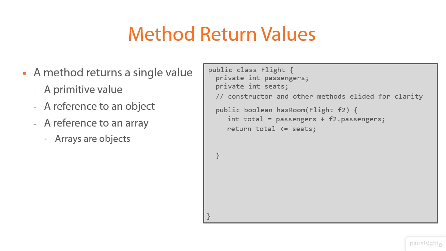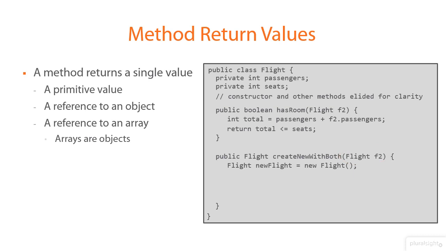Let's make a little more room here since we have gotten rid of some of that code. Let's create another method here. We'll call this method createNewWithBoth. Notice that this one returns a reference to a Flight object. The idea is that it will create a brand new flight that combines the passenger counts from the current flight and that flight f2 that's passed in.